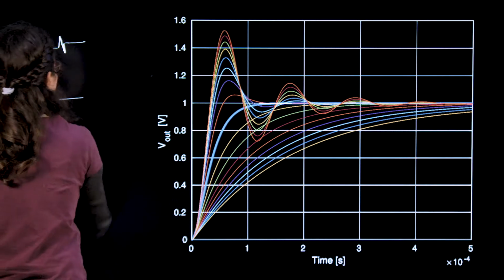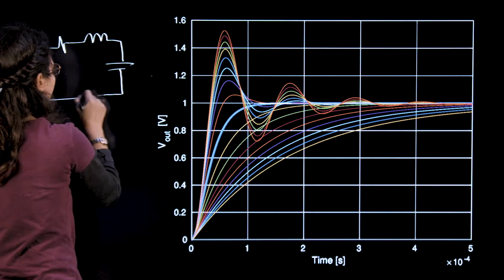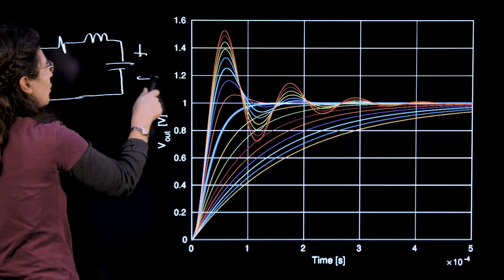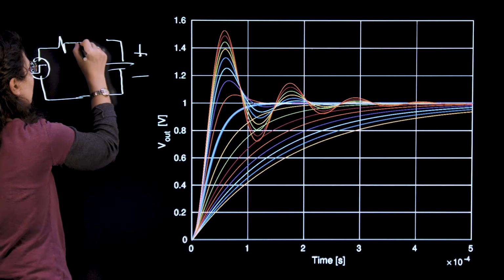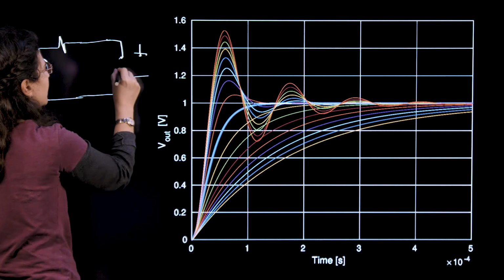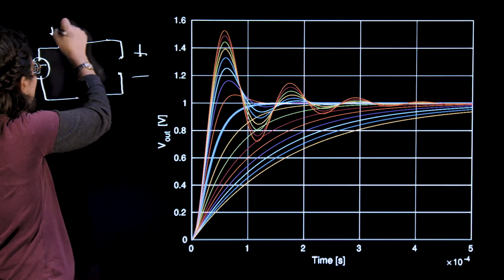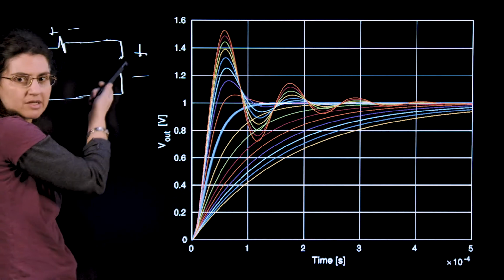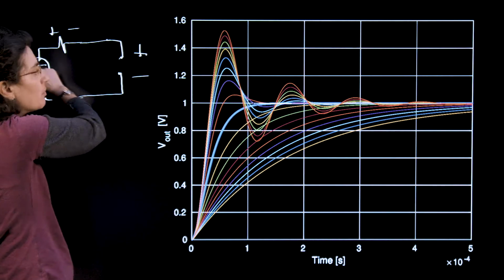RLC, and I measure my output voltage here. When the inductor is fully charged, it's a cable like this. When my capacitor is fully charged, it's an open circuit. So there is no voltage drop across here because the current is 0, my circuit is open. So the voltage I measure here is the input voltage.